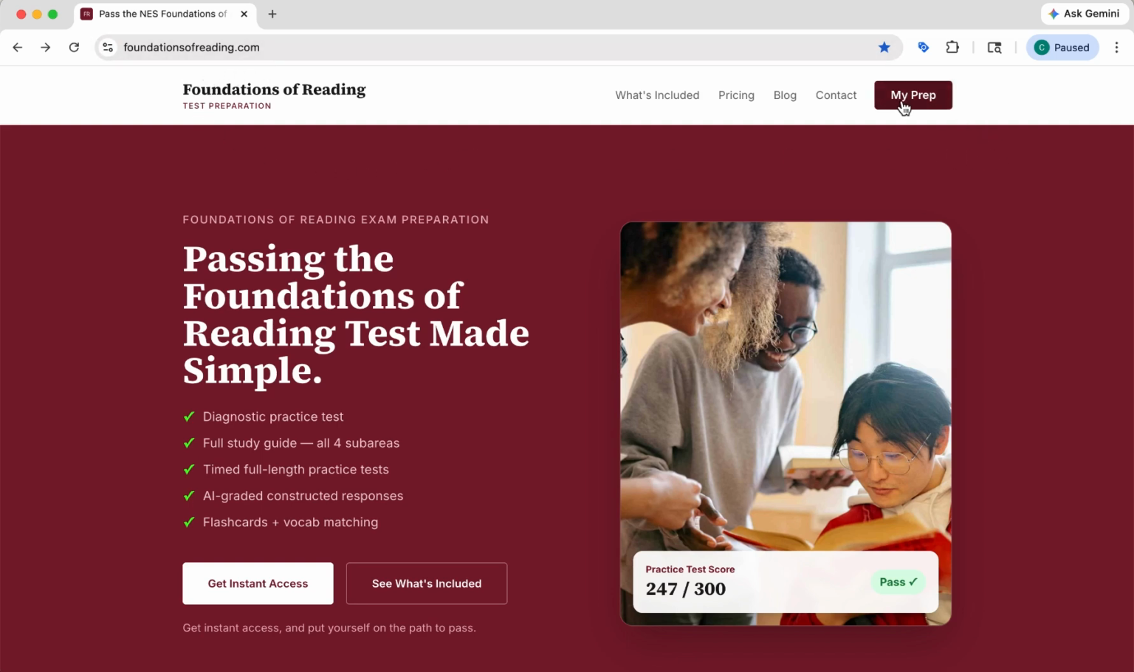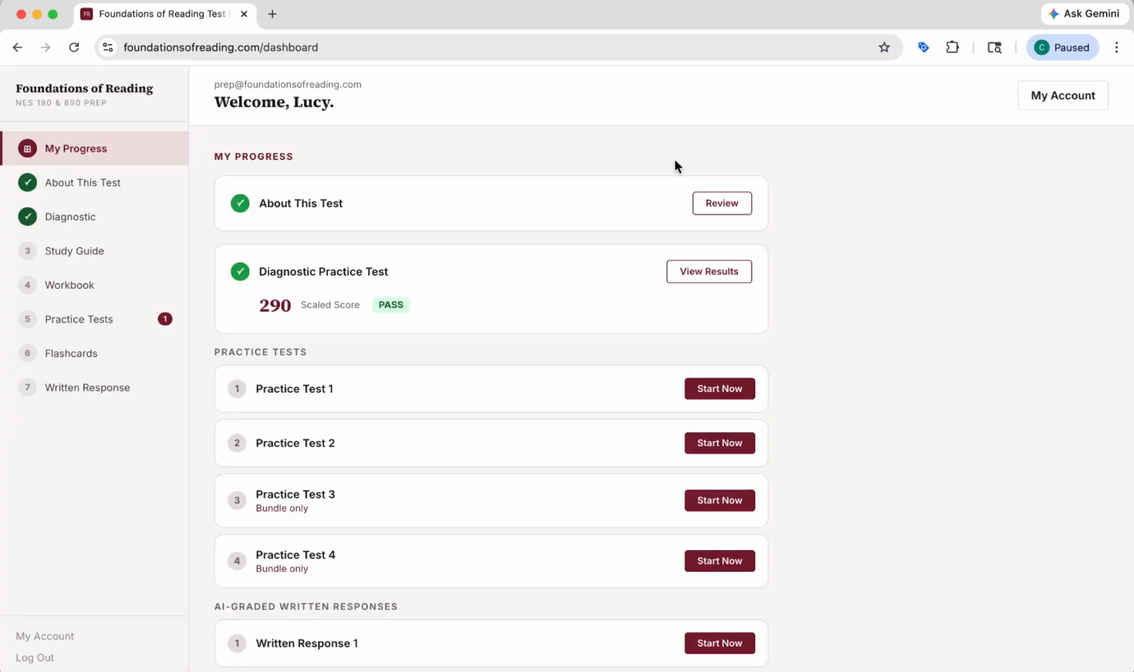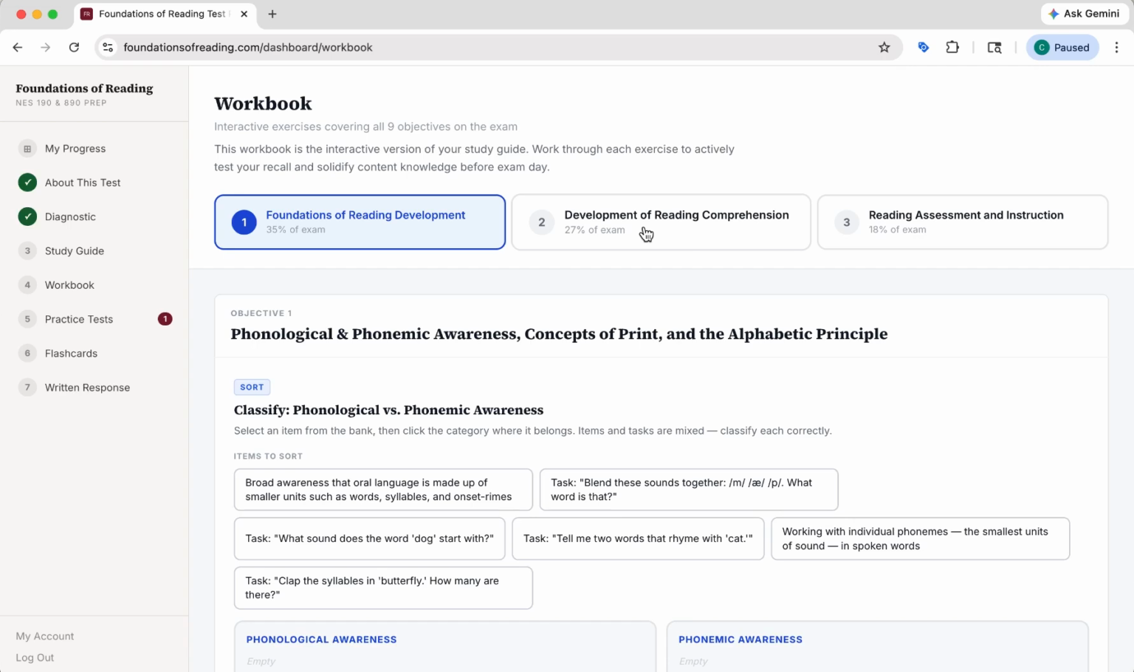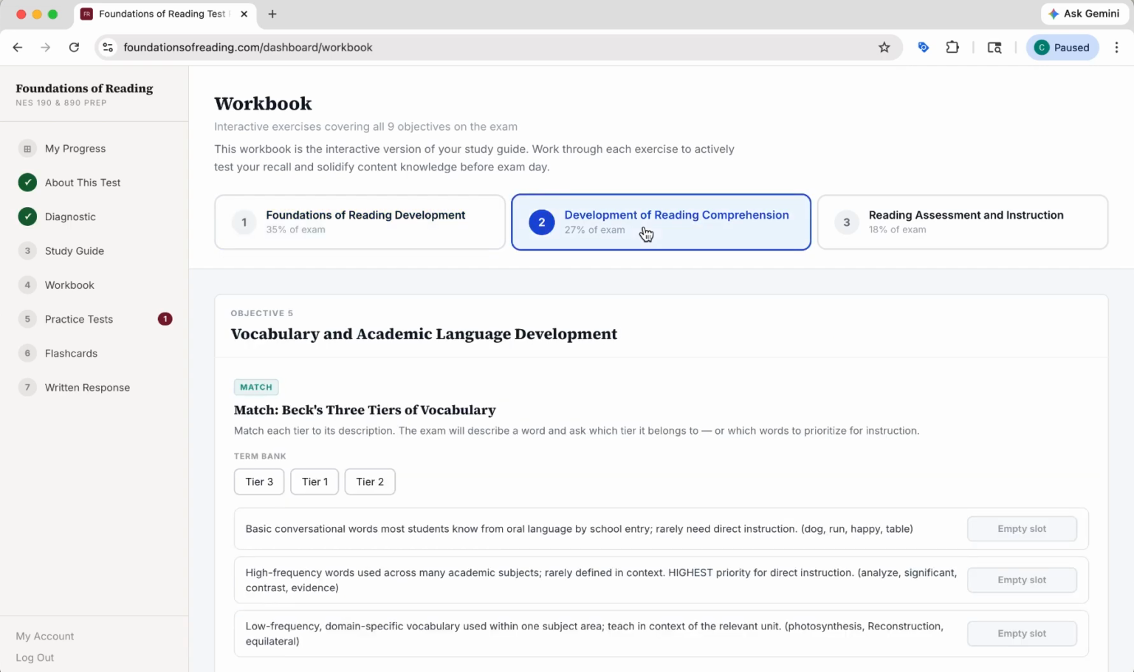I'm going to go to my prep to get logged in. We have, in lesson 1, completed the about the test, looked at the exam overview. Lesson 2 was actually taking the diagnostic practice test. In lesson 3, we worked on chapter 1 of the workbook. And in this video, we're going to be working through chapter 2 of the workbook.